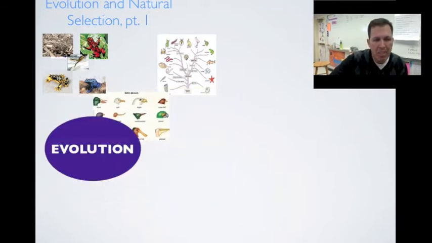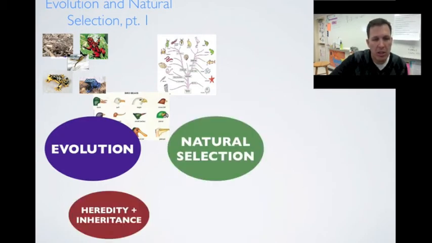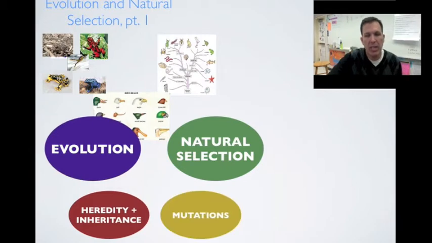And so we're going to talk about evolution, natural selection, heredity and inheritance, and mutations. All of these go together to help us to explain how this happens. Okay, and again, this is really big, important ideas for science. Okay, these are some of the top important ideas that we've achieved and we've understood over the past 150 years. Okay, so evolution and natural selection, coming from Charles Darwin.